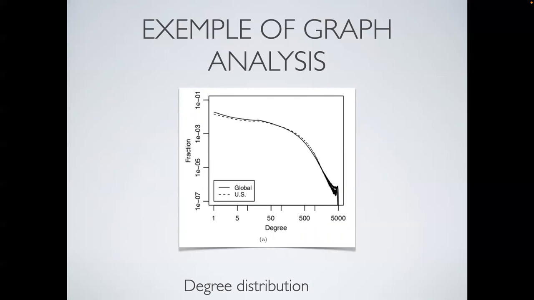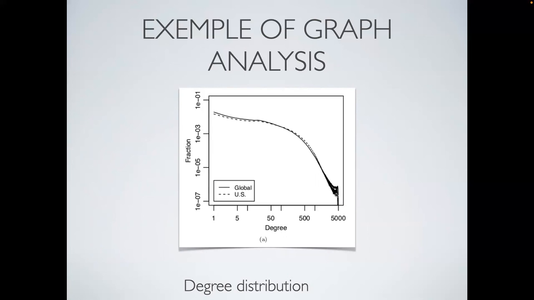So then you can plot your degree distribution. You have the degree on the x-axis, and on the y-axis, you have the fraction of the nodes that are of this degree. And what you see is that it's neither exactly a power law distribution nor a normal distribution.